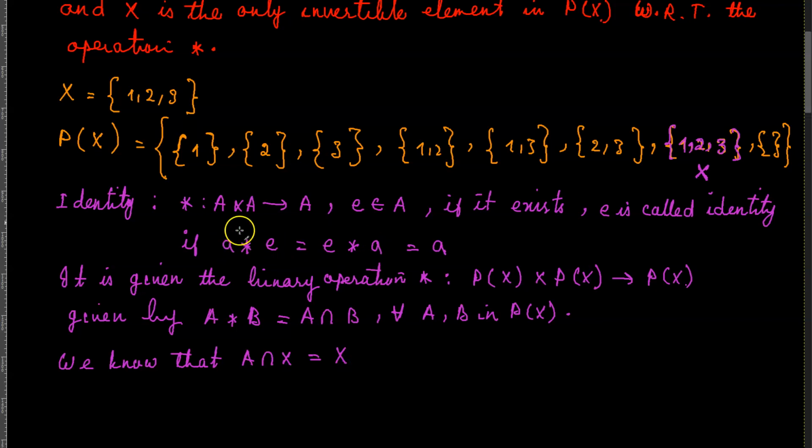So here we are saying that E is called the identity element for the operation star if A star E is equal to E star A is equal to A, right? So that means that X intersection with A is equal to A intersection with X, and that is supposed to be equal to A, right? That is supposed to be equal to A, of course, not X.